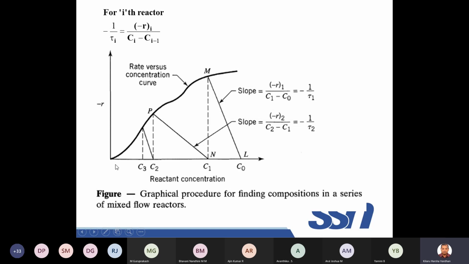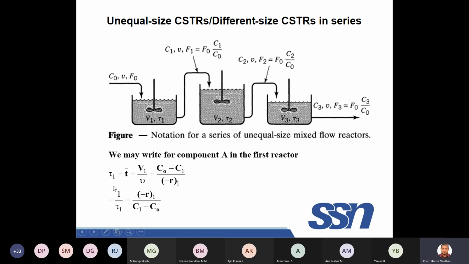How do we do that? Now you see this minus Ra versus concentration. This is the reactant concentration on the x-axis, minus Ra on the y-axis. This is the rate curve. If you know the rate curve, then C naught is the initial concentration. We know C naught because it is the initial concentration. What we do is, this is the expression, right? Minus 1 by tau 1 equals R by C1 minus C naught.